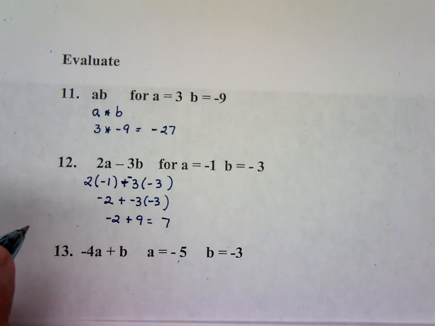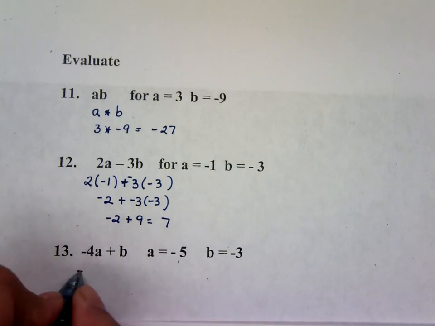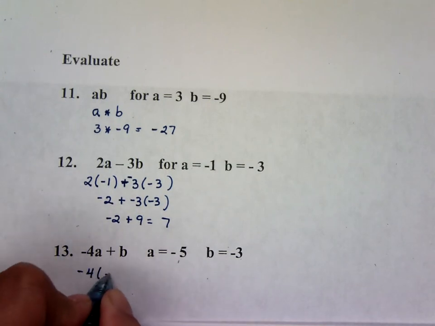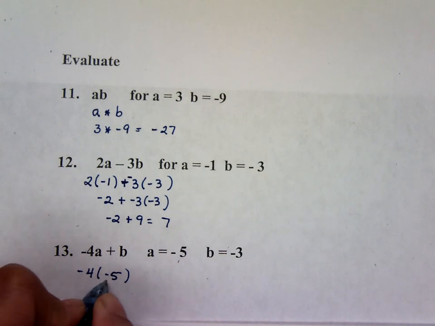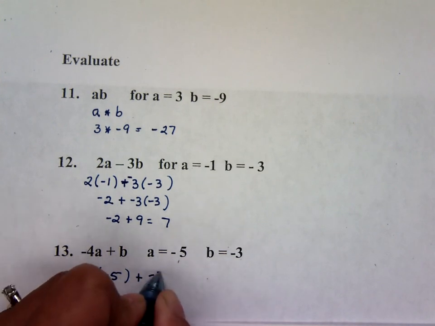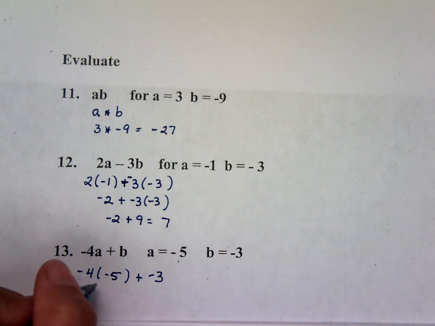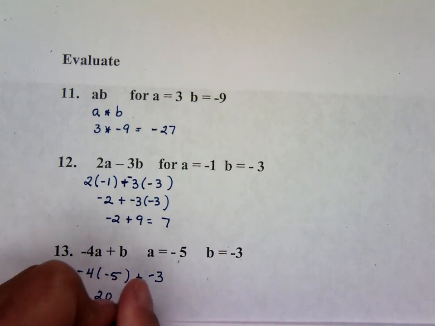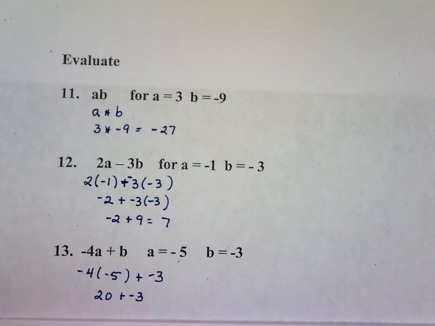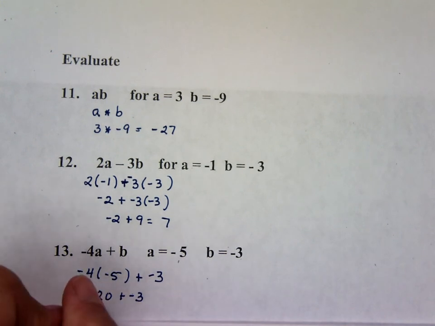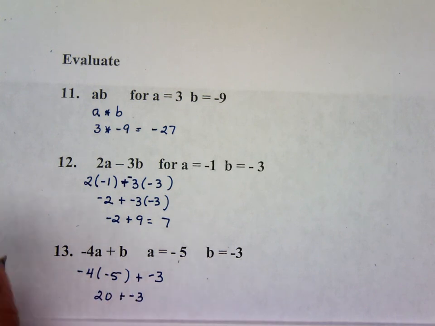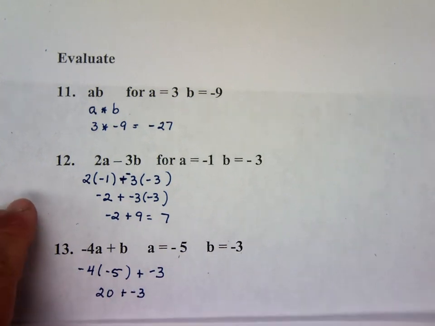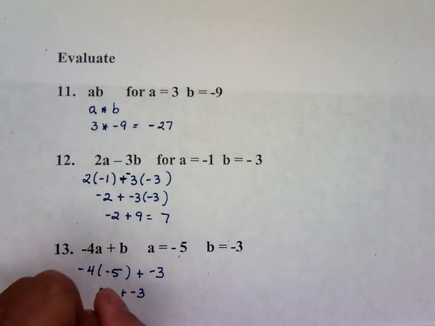Let's look at number 13. So you have negative 4, replace your A with negative 5. So negative 4 times negative 5 plus negative 3. So you ask yourself, do you win or lose? You win, so it's 20 plus negative 3. Since this is positive and this is a negative, you have to subtract. So it's 20 minus 3, which is 17. And 17 is positive because 20 is positive.